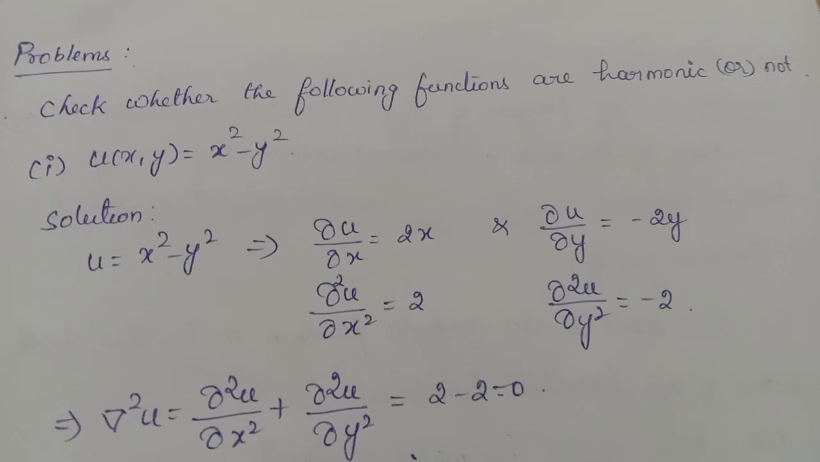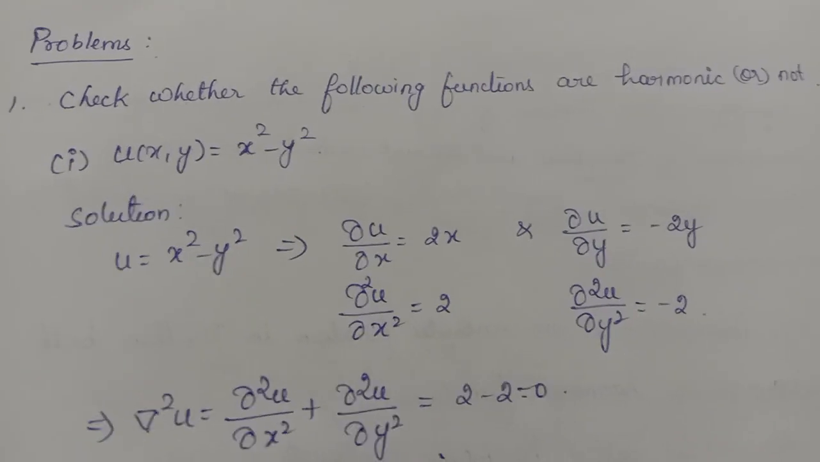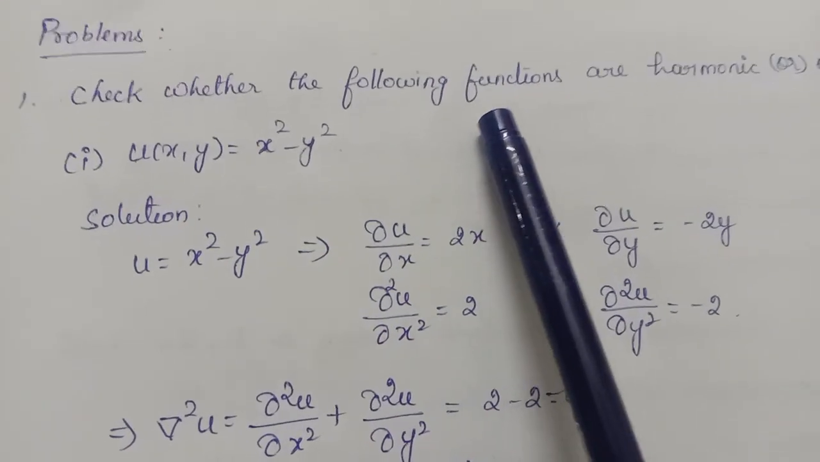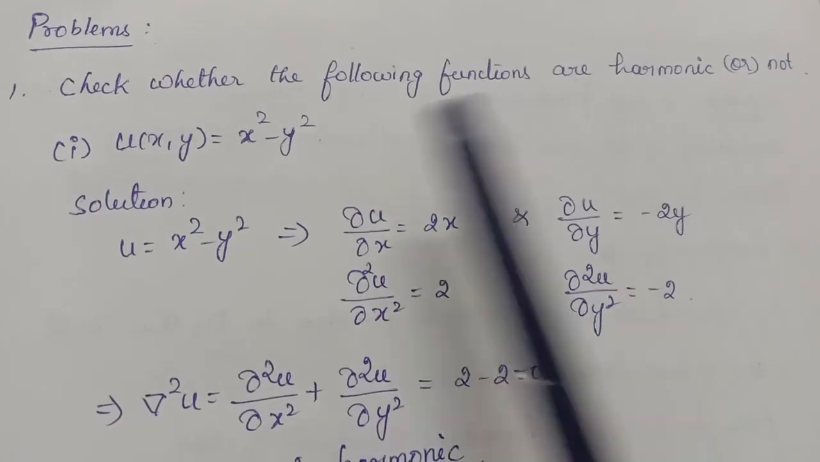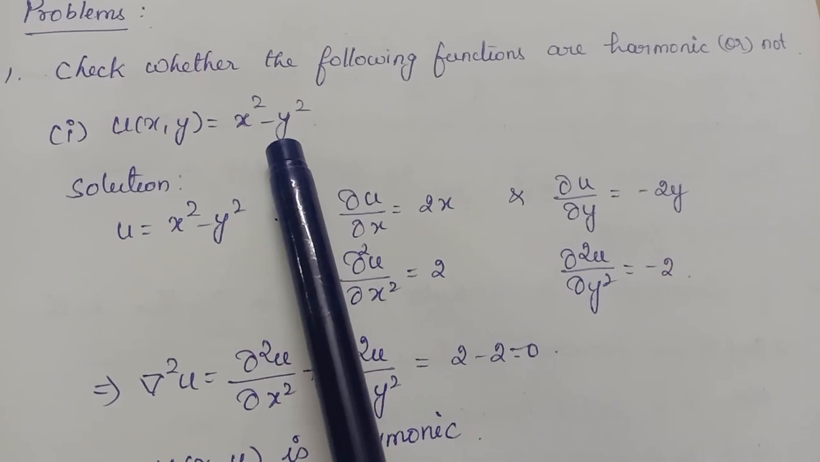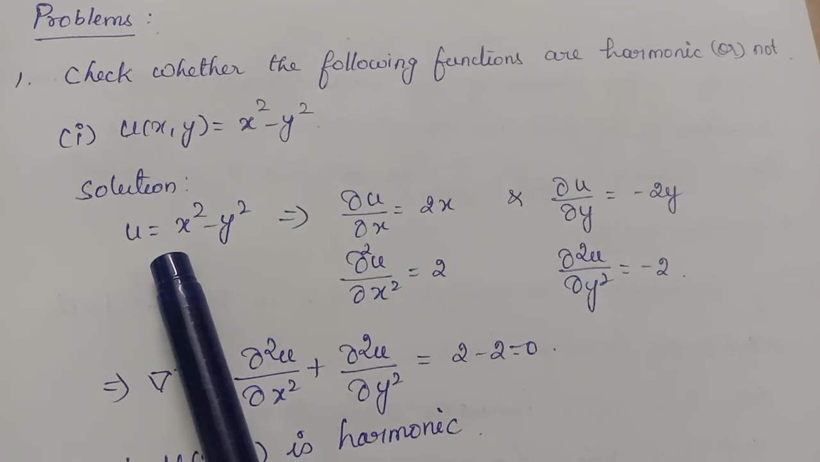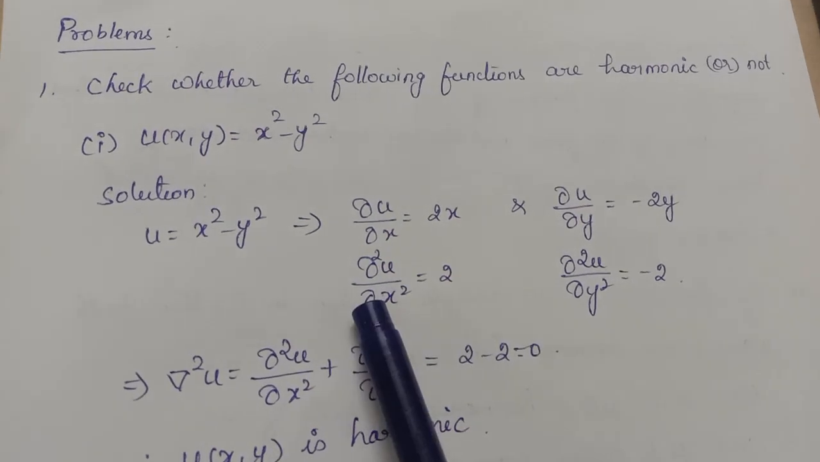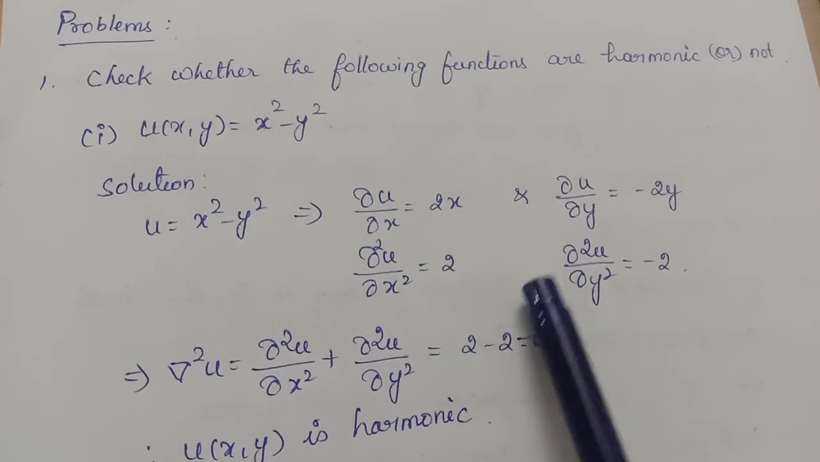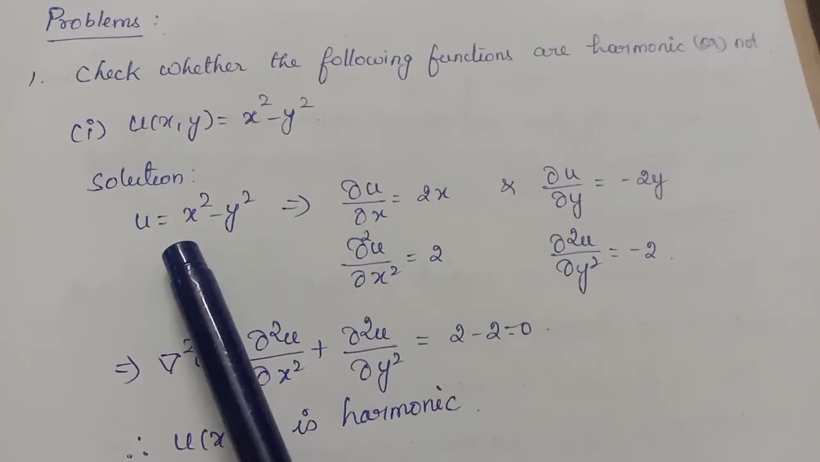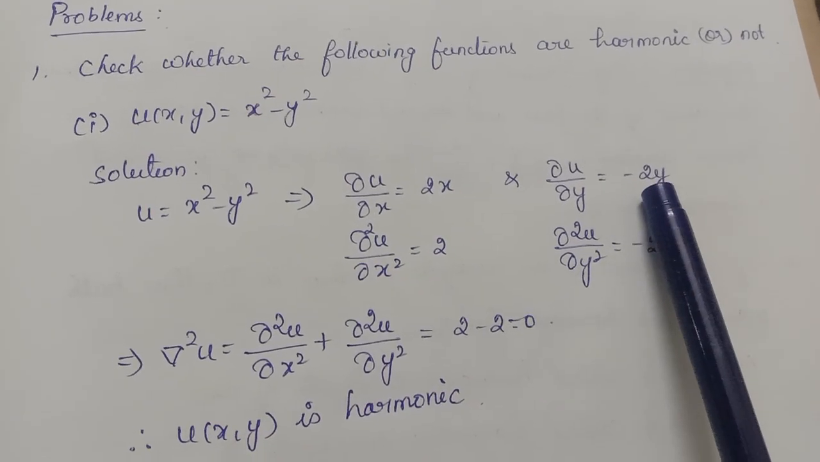Now let's see some problems based on harmonic function. Check whether the following functions are harmonic or not. The first function is u of x, y equal to x square minus y square. If a function is given to you, what you have to check? Find out its first order and second order partial derivatives with respect to x and y. Now del u by del x equal to 2x, and del u by del y will be minus 2y.